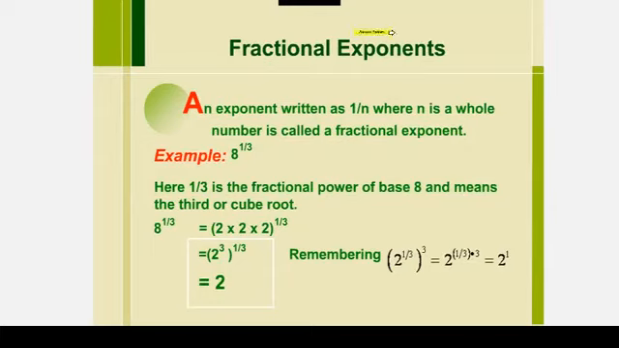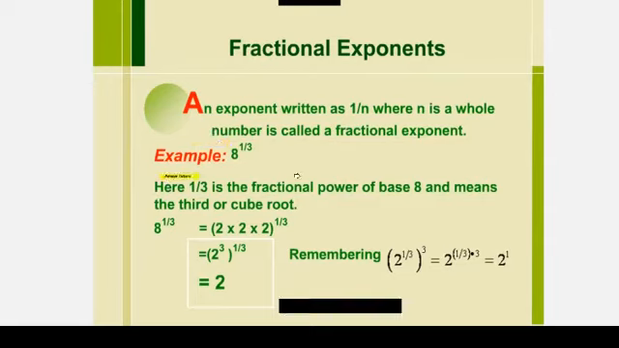Fractional exponents. This is what I wanted to explain this time in this video. An exponent written as 1 over n, where n is a whole number, is called a fractional exponent. Obviously, you are all familiar with fractions, right? When you write in the form 1 over n, it's called a fraction. If the exponent is a fraction, it is called a fractional exponent. See, this is an example for a fractional exponent, children. 8 power 1 over 3. So 1 over 3 is a fraction, that is why this is a fractional exponent.